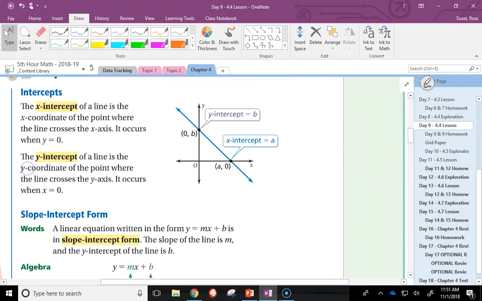But the key thing first, intercepts. X-intercept. The x-intercept of a line is the x-coordinate of the point where the line crosses the x-axis when y equals 0. So my biggest thing I'm going to write over here, I'm going to take notes, and I would suggest you do too so you can help yourself.